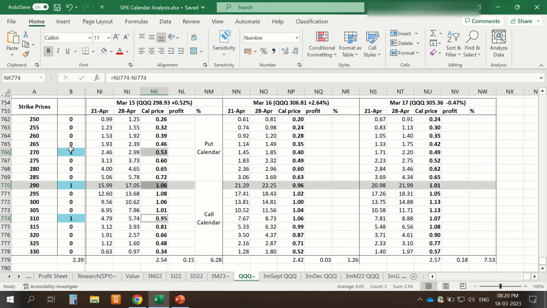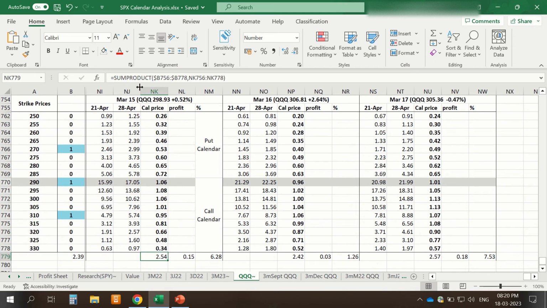And if it is 1 1, you can even put 2 10, whatever you want, and it will give you the total here, how much debit you will pay. So like that way you will get the price on March 15th at closing. This triple calendar, which was 270, 290 and 310 strike prices, 3 calendars, was costing me $250. Okay, this was March 15th.